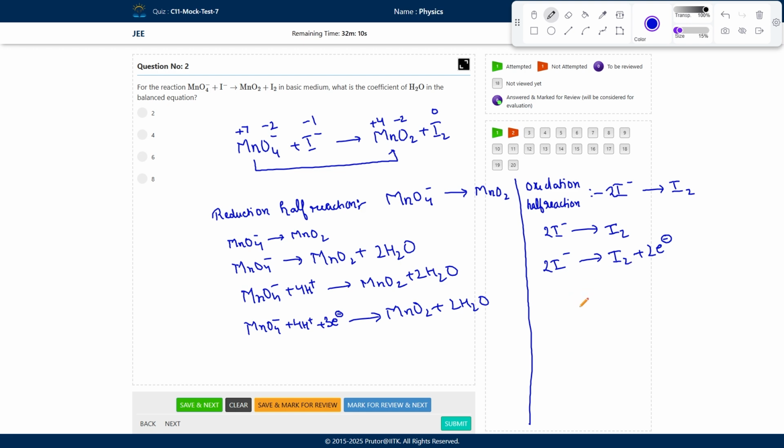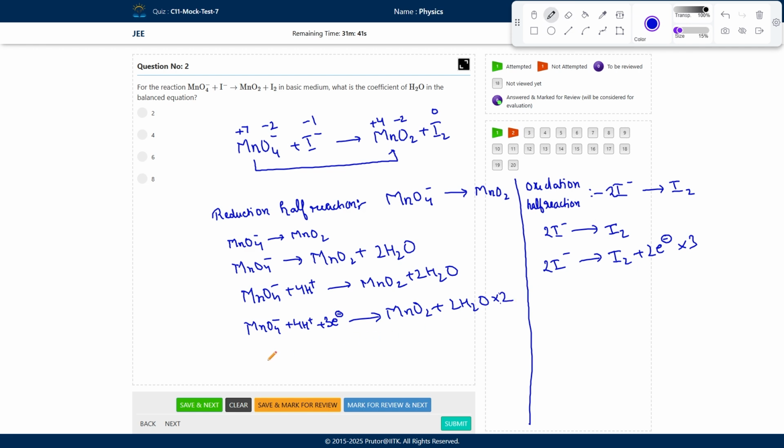The next step is to multiply the whole equation in such a way that the electron count becomes equal. So 3 electrons are there in the reduction half reaction, 2 electrons in the oxidation half reaction. We multiply the oxidation half reaction by 3 and the reduction half reaction by 2, because we are making both of them equal to 6.